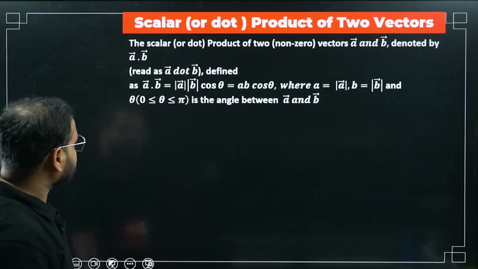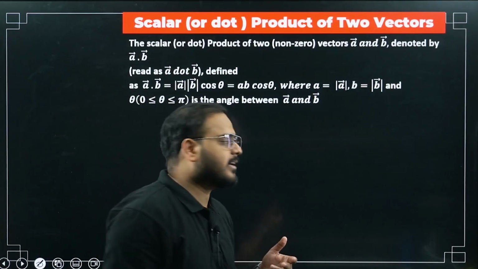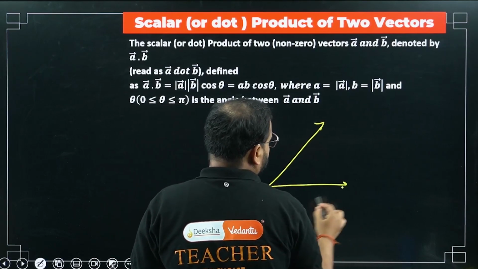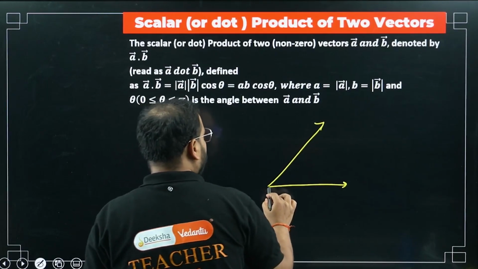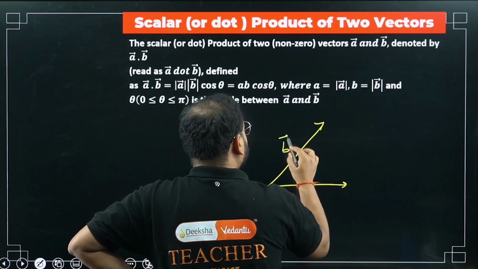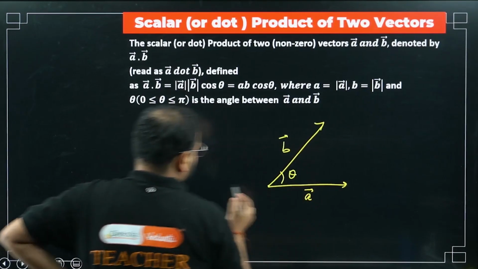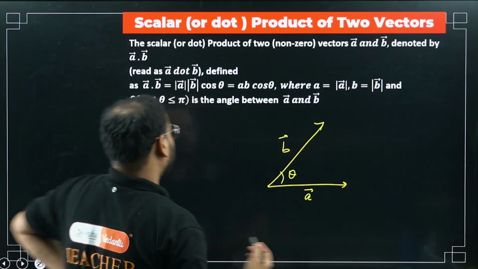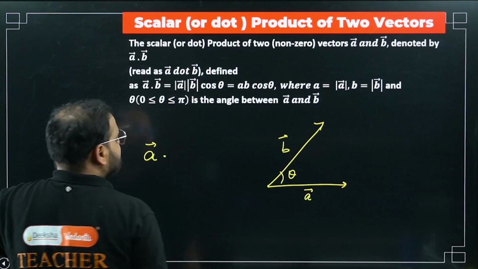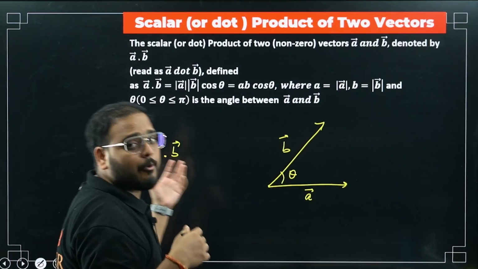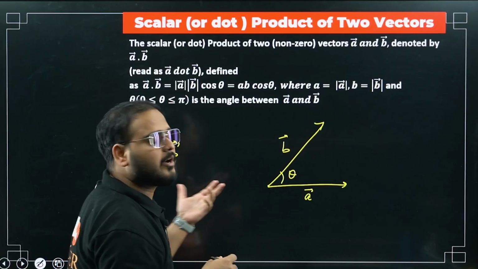Now how do we write it? Same figure we can draw. Vectors given like this, co-initial vectors, of course. Vector A like this, vector B like this, angle is theta. Then if you are asked to find the scalar product or dot product, why is it called dot? Because there's a dot, you mention it like a dot. Why is it called scalar? Because the output of this product is always a scalar quantity.